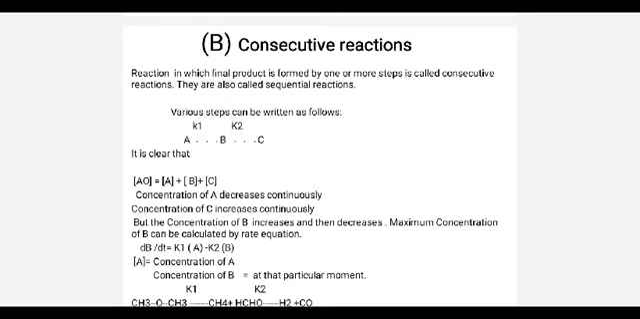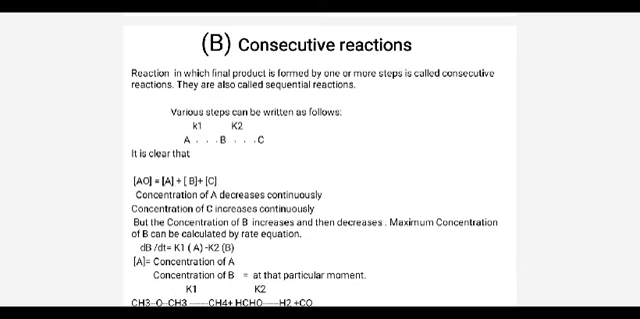consecutive reaction. What is meant by consecutive reaction? A reaction in which the final product is formed by one or more steps is called consecutive reaction. They are also called sequential reaction. The simplest type can be written as follows: A equal to B, B equal to C. See, K1 and K2 are the rate constants, K1 for the first reaction, second K2.